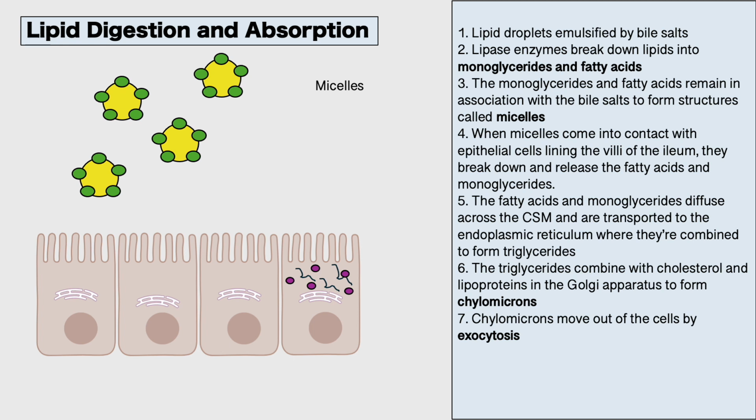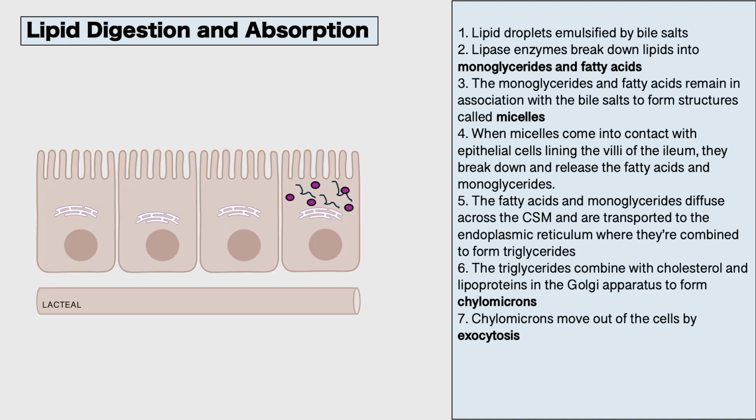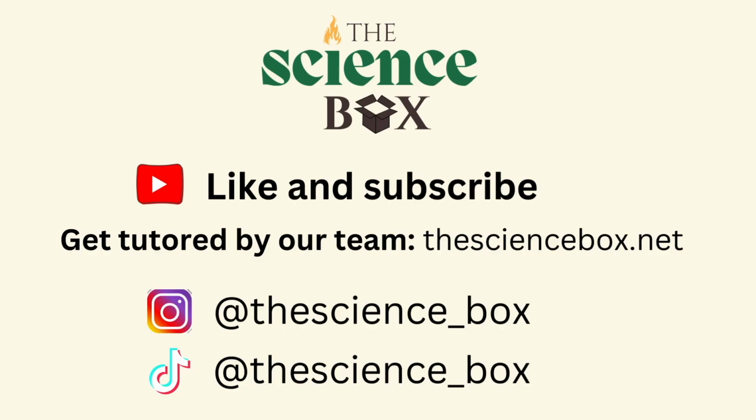The fatty acids and monoglycerides diffuse across the cell surface membrane and are transported to the endoplasmic reticulum, where they're combined to form triglycerides. The triglycerides combine with cholesterol and lipoproteins in the Golgi apparatus to form chylomicrons. Chylomicrons move out of the cells by exocytosis. That brings us to the end of digestion, and so the end of the exchange chapter.